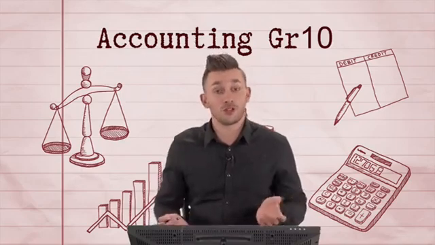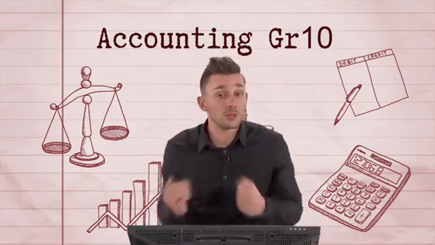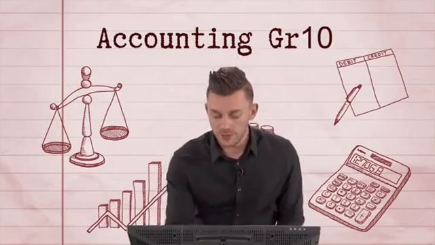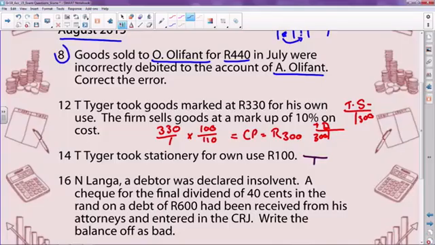Okay guys, let's look at your answer. Very easy. Stationery was now taken by the owner. So what happens? The owner business entity rules. Your drawings went up with 100. And what happened to your stationery? Remember, stationery as an expense going up on the debit, going down on the credit.